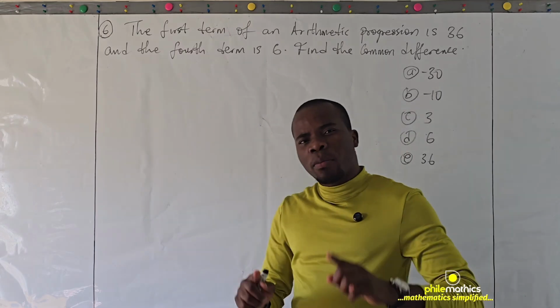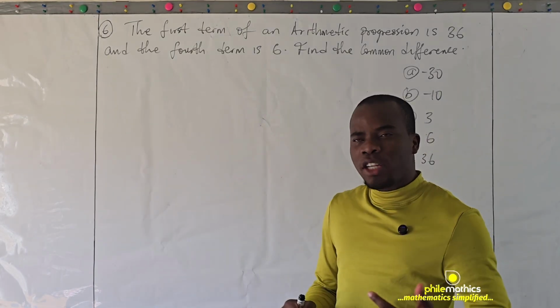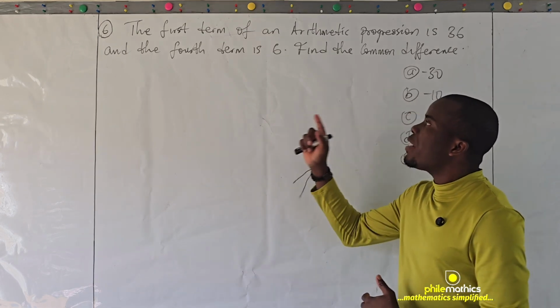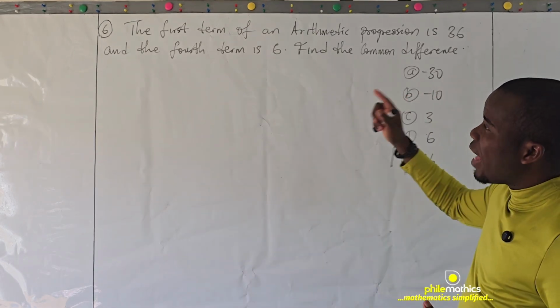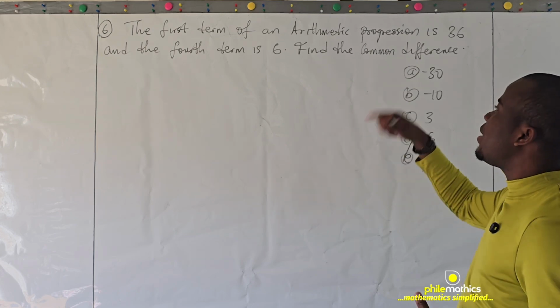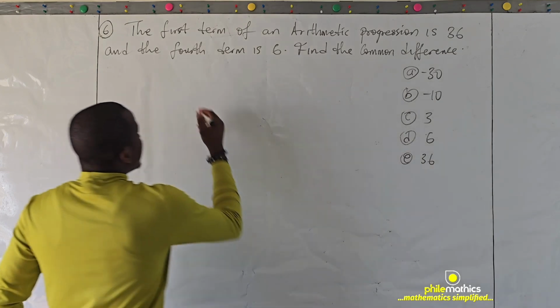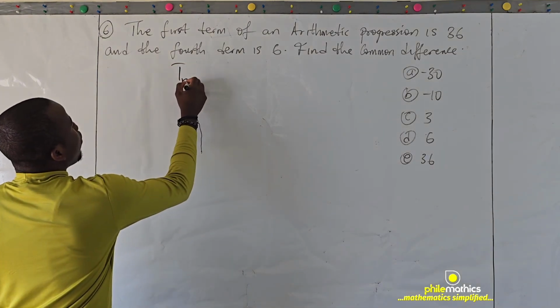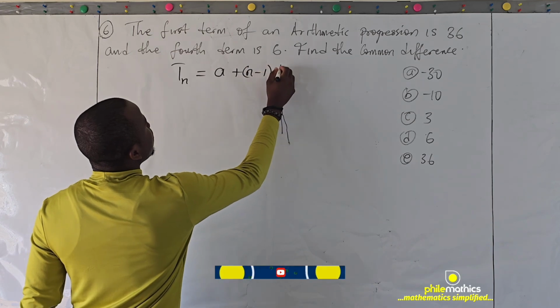Here's the sixth problem of NECO 2025 and it's on arithmetic progression. It says the first term of an AP is 36 and the fourth term is 6. Find the common difference. We recall that the nth term of an AP is a plus (n minus 1)d.